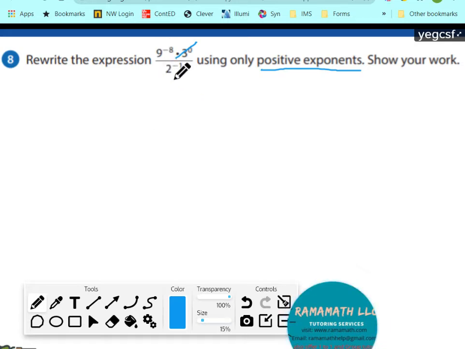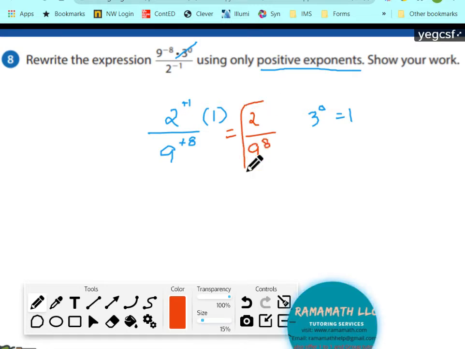So I can just switch this 2 to the top. That's going to be 2 to the positive 1. And then 9 to the negative 8, I bring it down, it becomes positive 8. And then 3 to the 0 is 1, because 3 to the 0 is 1. If I simplify this or write one more step to conclude, 2 to the 1 is 2, times 1, and then 9 to the positive 8. Now all of the terms have positive exponents. I don't see any negative exponent, so I'm good to go. Done.